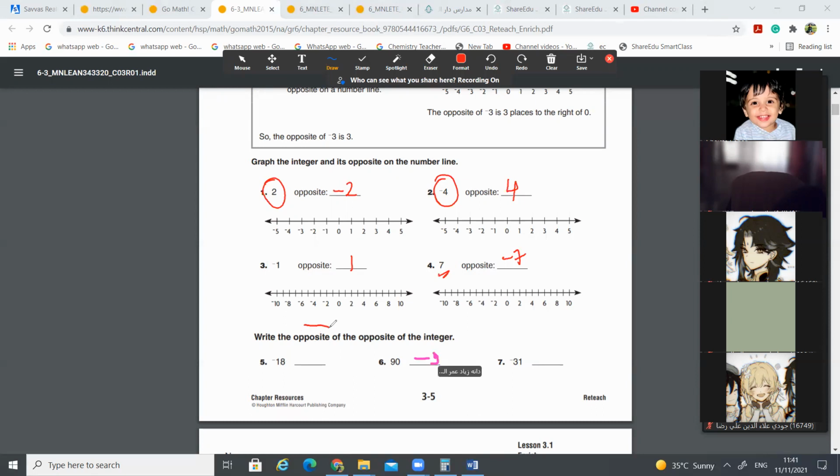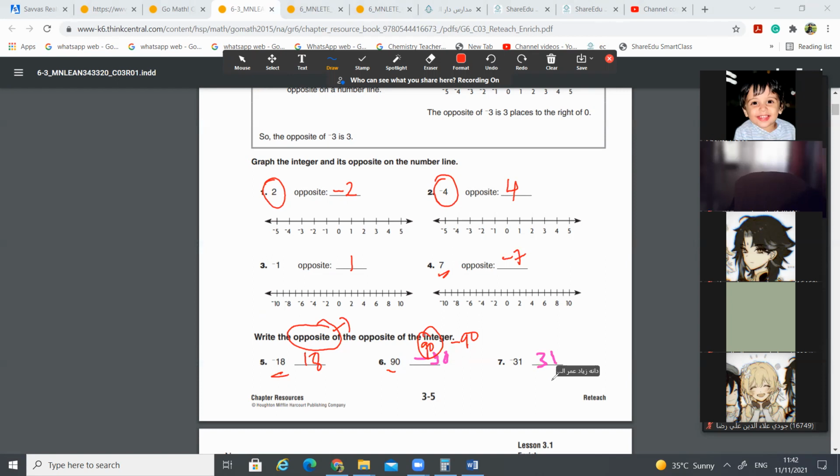Remember, don't mix up opposite and absolute value. Last year there were a few girls who made that mistake. They mixed up opposite and absolute value. And even if it's negative, even if they give negative 90, they write 90. Don't write 90. Absolute value is when there are those 2 lines. That's the best way to remember, okay? So negative 18 becomes positive 18.